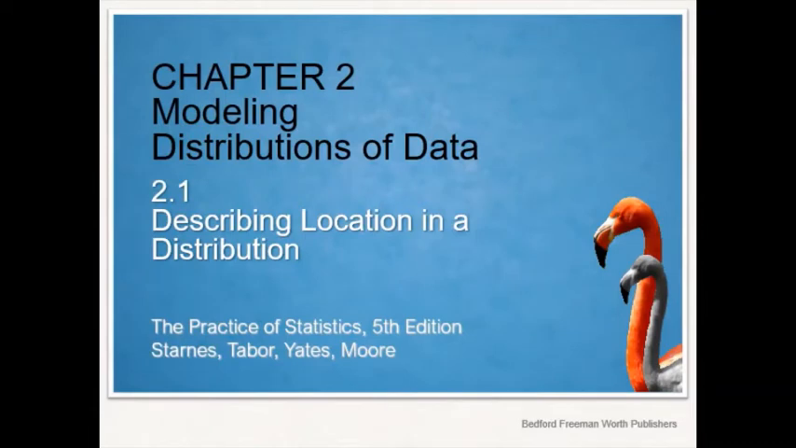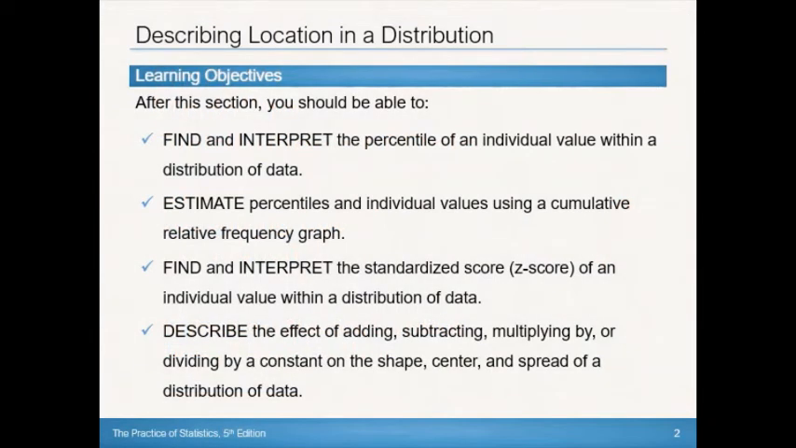All right, so we're starting the PowerPoint here for section 2.1. We already just went through an example of a cumulative relative frequency graph so that we can utilize that in this PowerPoint, so it'll make more sense when we get to it. In this section, we want to find and interpret percentiles. We're going to look at a cumulative relative frequency graph, we'll talk about z-scores, and then we'll talk about how the descriptions of center and spread change when we manipulate data.